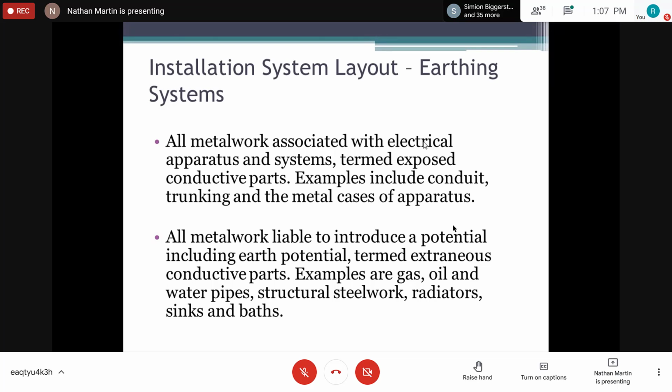So all your galvanized pipes in your home, right? Any metalwork part of the building that is exposed or can become live should be bonded to earth, right? So again, all parts of our electrical installation, once metal, should be bonded to earth. That's basically what it is saying.